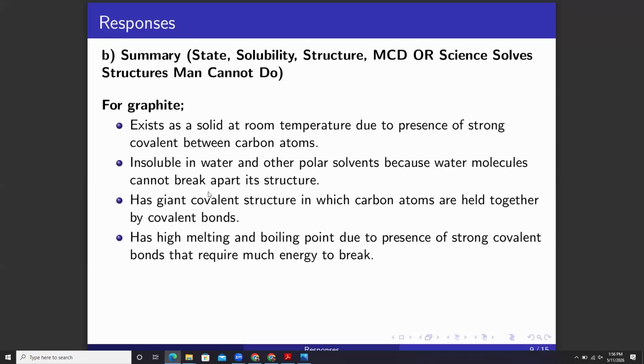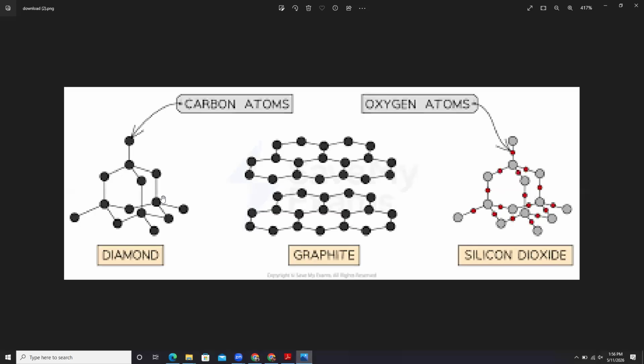Why? It is very difficult to melt them because you have strong bonds that require much heat. These lines you are seeing here, colleagues, those lines are the covalent bonds. Now in sand, you are having silicon atoms bonded to atoms of oxygen. Sand is the same as silicon dioxide. It's very difficult to break those lines because they are strong covalent bonds.